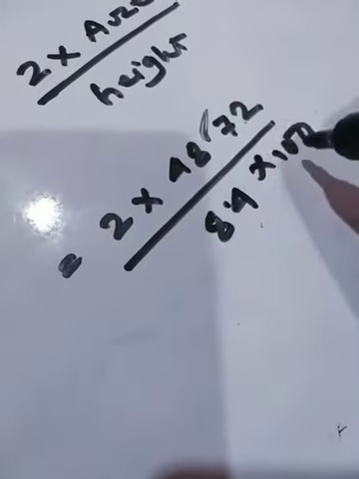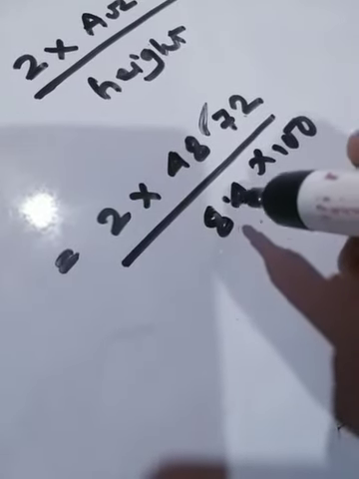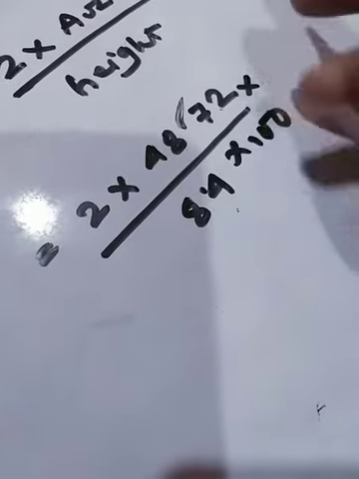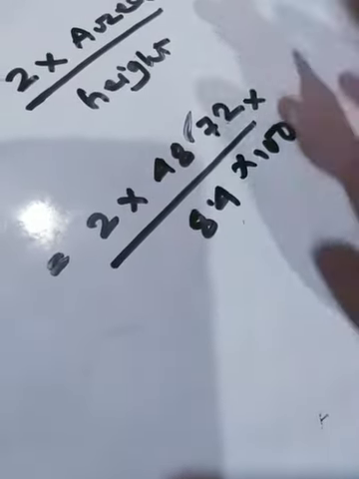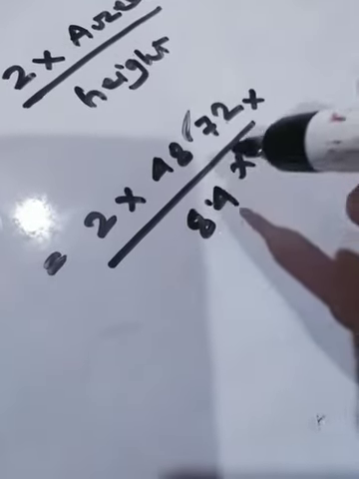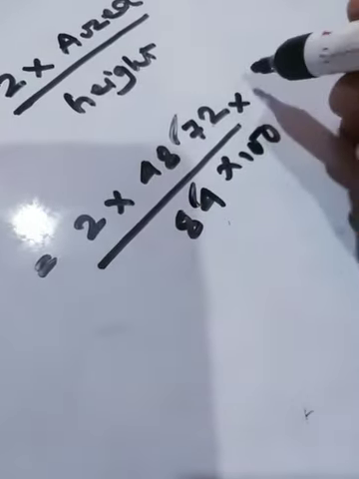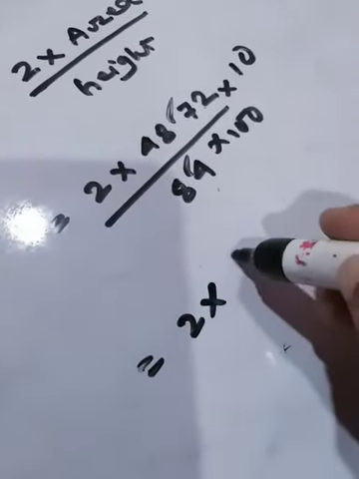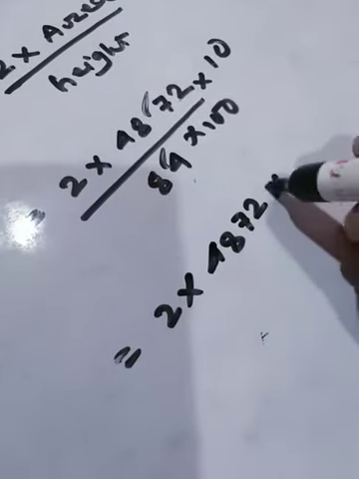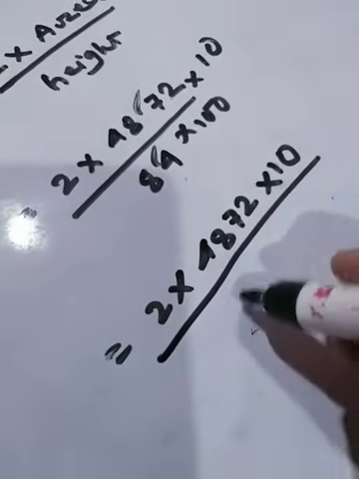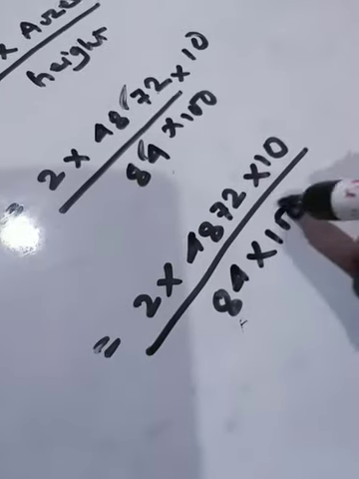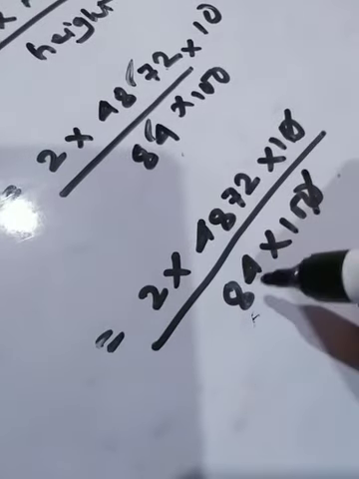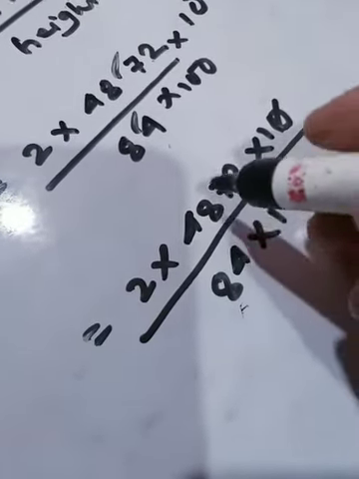That is, you have to divide this number by 100. And when you will reduce the denominator decimals, then you will have to put the number of zeros in the numerator place. So after decimal, how many digits are there? 1. So if you remove this, then you will put 10 out here. So now it will look like 2 into 4872 into 10 upon 84 into 100. Now the first thing you will do is reduce the zeros.